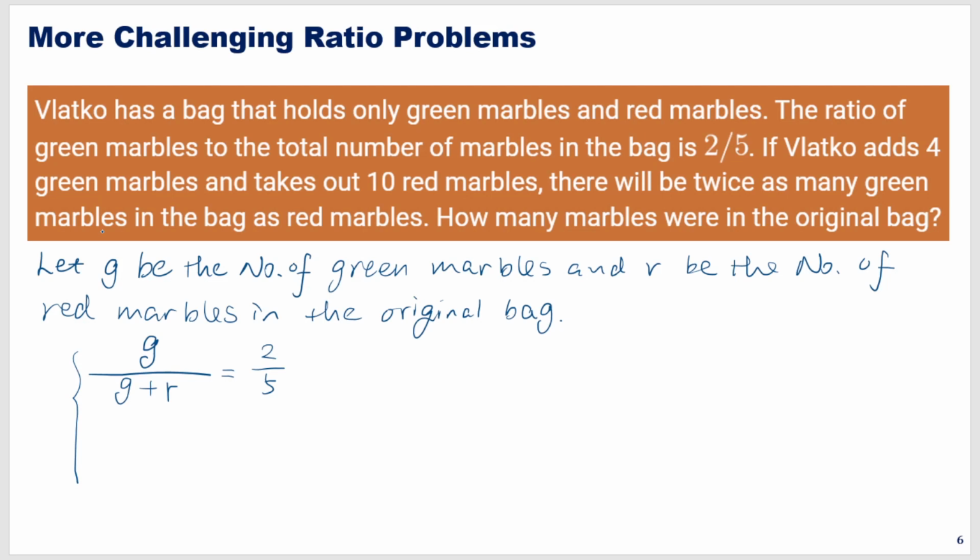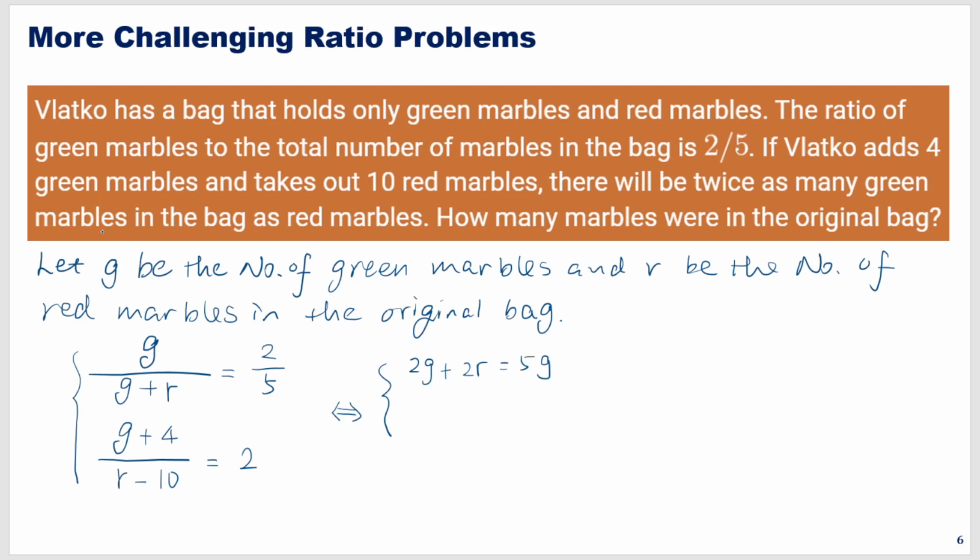That means the ratio between green marbles in the new setup, which is G plus 2, over the red marbles now, which is R minus 10, is 2:1, right? Again, you have 2 unknown variables, and 2 equations. We should be able to solve both G and R, right? So first of all, let's simplify the system. By cross multiplication, the first one gives us 2g plus 2r equals 5g.